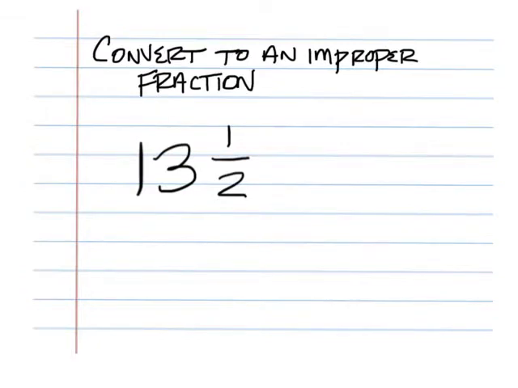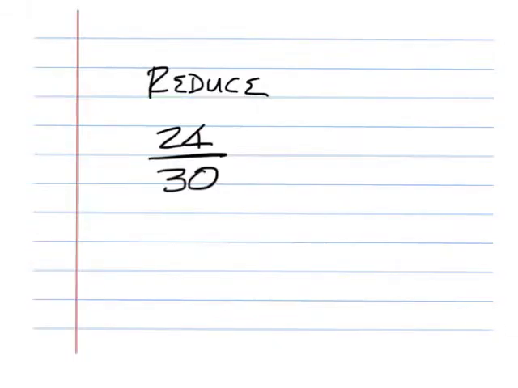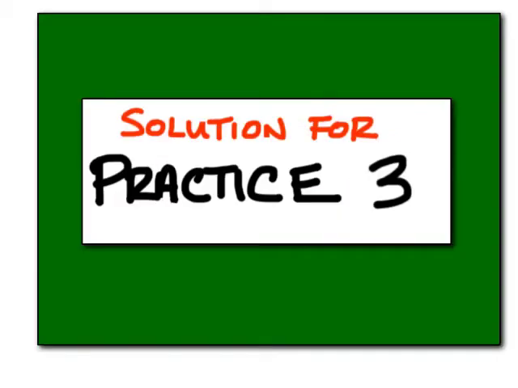Practice number 3. The answer is 4 over 7. 4 is the highest number that goes into both 16 and 28. Here's another bonus. The highest number that goes into both of these will be 6. If you divide by 6 here, you should get a 4, and then divide by 6 here, you'll get a 5.